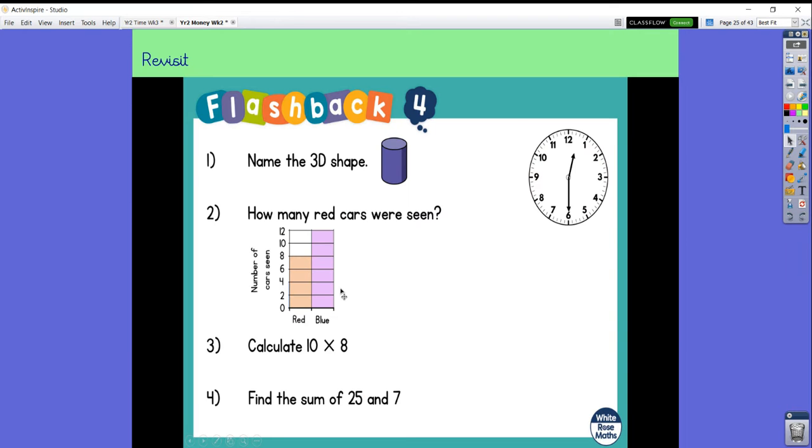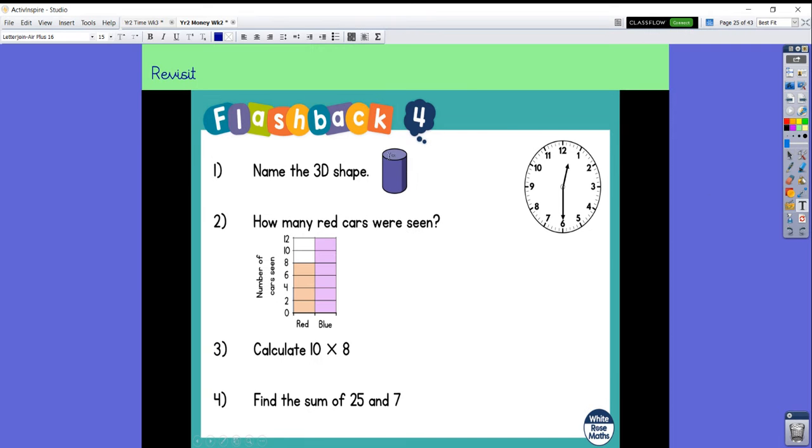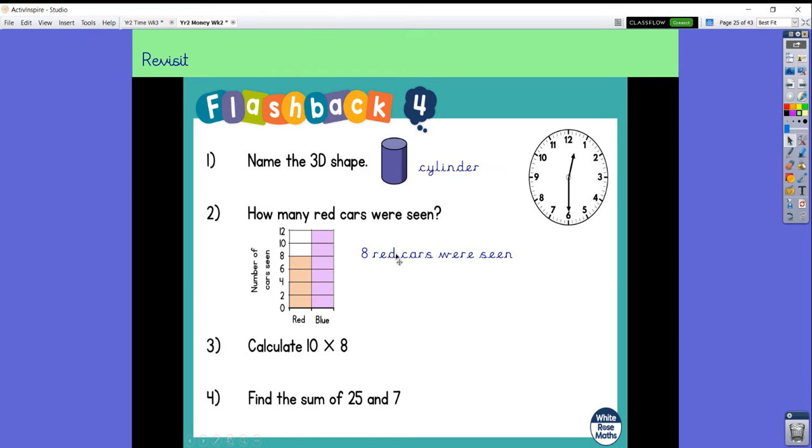First of all though, let's warm up our maths brains with our flashback for Off You Go. Super. So first question here is, can we name this 3D shape? So I can see that it is a cylinder. There we go. So we've then got a little graph to read. It says how many red cars were seen. So this column is red and this column is blue. So if I go up, I read to the top of the red bars, there are 8. So I can write 8 red cars were seen. And it's important to write in a sentence so that we know if you've read the question carefully.